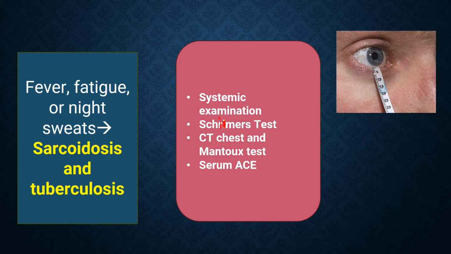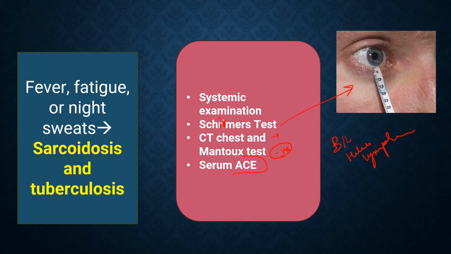The reason why we do Schirmer's test is because usually sarcoid affects the lacrimal gland, and in these patients a predominant history would be the presence of dryness of the eye, and therefore you can go ahead and do a Schirmer's test. Apart from that, you do a CT chest. You can also do a Mantoux test. Usually the Mantoux test is negative in case of sarcoid, and CT chest will basically show bilateral hilar lymphadenopathy. Okay, so that is important.